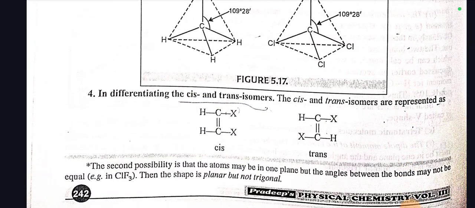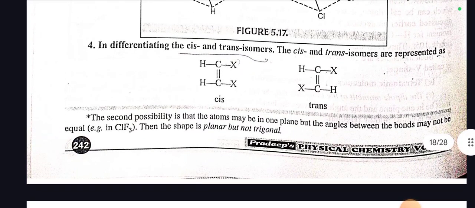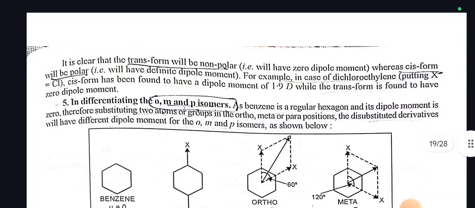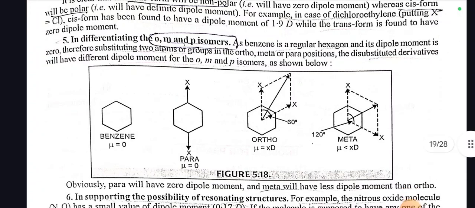Fourth, in differentiating the cis and trans isomers. The cis and trans isomers are represented as shown. It is clear that the trans form will be non-polar, whereas the cis form will be polar. For example, in case of dichloroethylene, the cis form has been found to have a dipole moment of 1.9 D, while the trans form is found to have zero dipole moment.